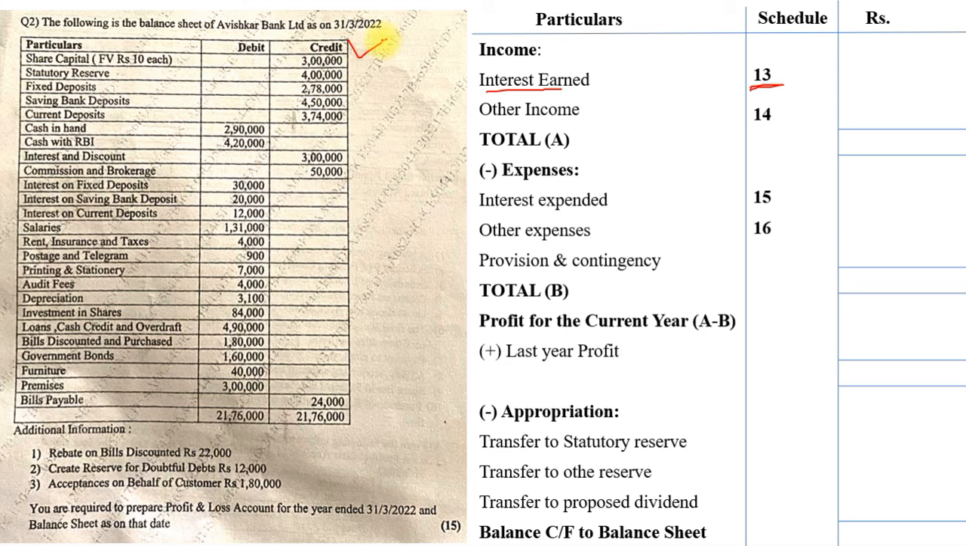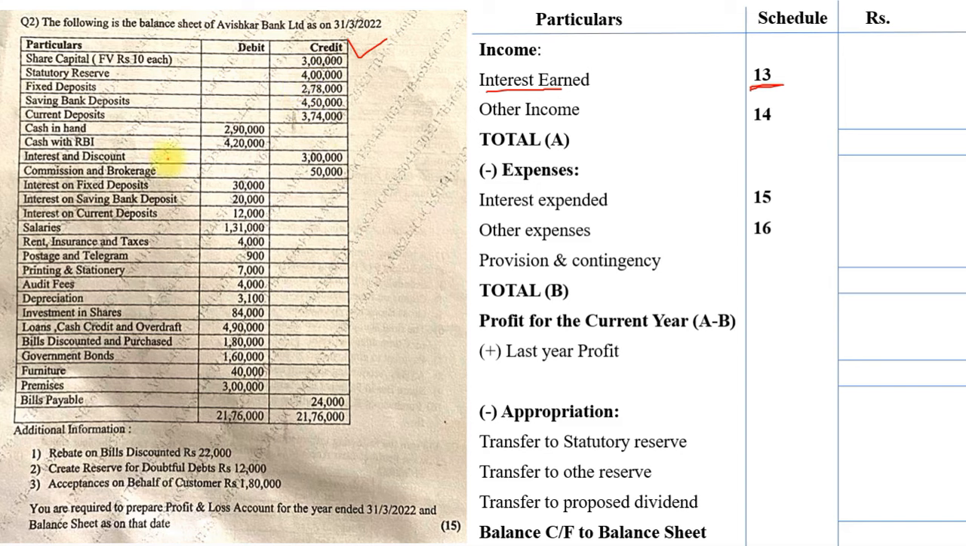Okay, credit side, check where we can find anything related to interest. First is share capital, which cannot come here, then statutory reserve, FD. Now fixed deposit, saving bank deposit, current deposit, these are not my incomes.